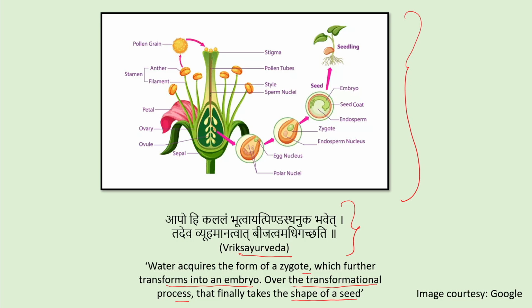pollen from the stamen falls on the ovary via the stigma and style, leading to the formation of a zygote and endosperm. The zygote develops into an embryo and, along with the endosperm, becomes enclosed in a seed coat to form a seed. The Sanskrit verse from Vriksha Ayurveda highlights this transformation, noting that water initiates the process that leads the zygote to embryo and finally to seed.